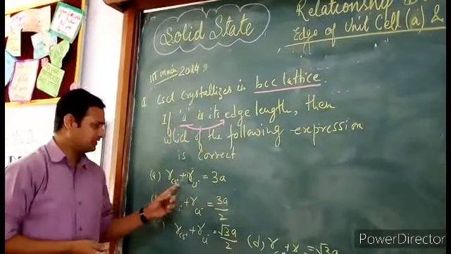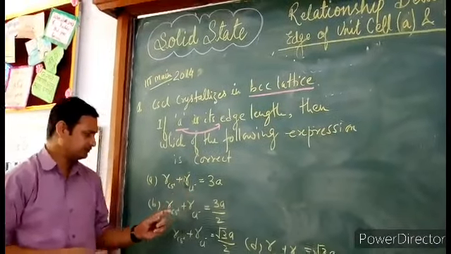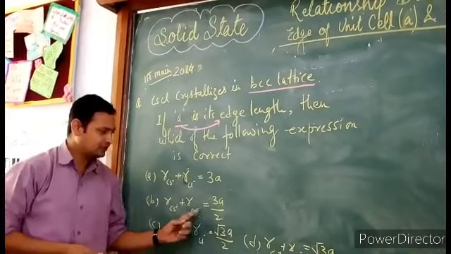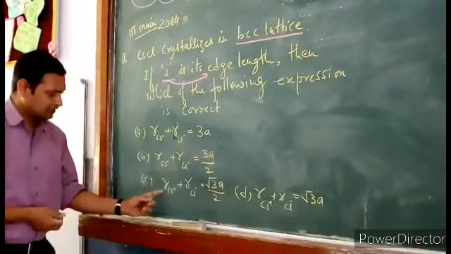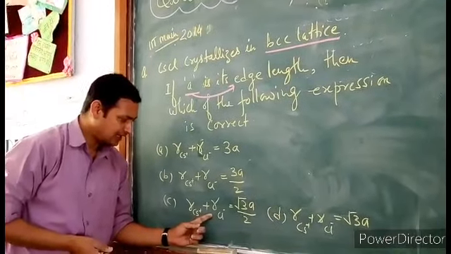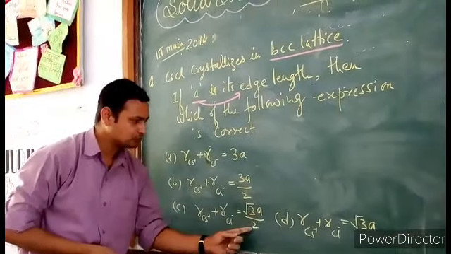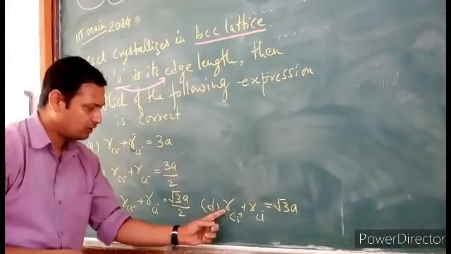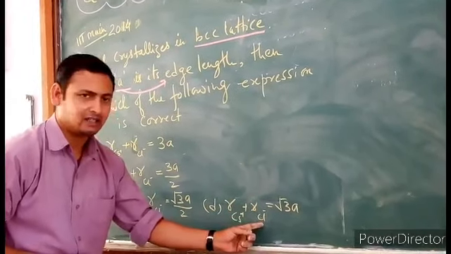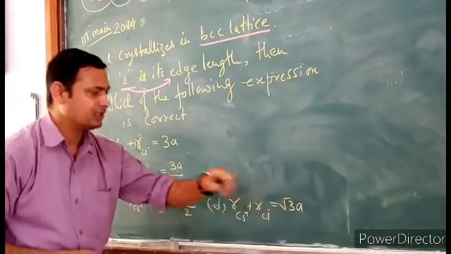Radius of cesium plus radius of chloride is 3A. Radius of cesium plus radius of chloride is 3A by 2. Radius of cesium ion plus chloride ion is root 3A by 2. And radius of cesium plus radius of chloride ion is root 3A.